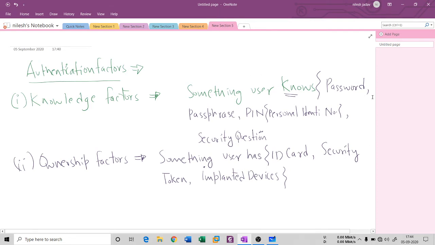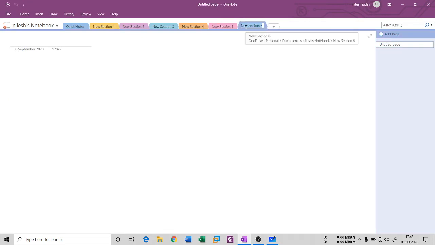Why can't I scroll this? I mean, what is the problem here? It's not going down, no problem. I need to take another section here. Okay, so third, the last authentication factor is the inherence factor.